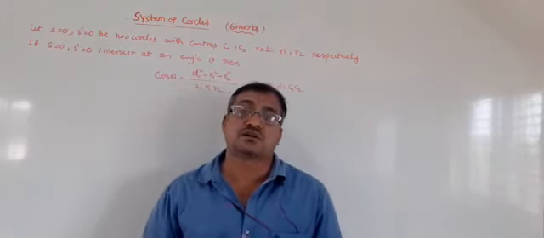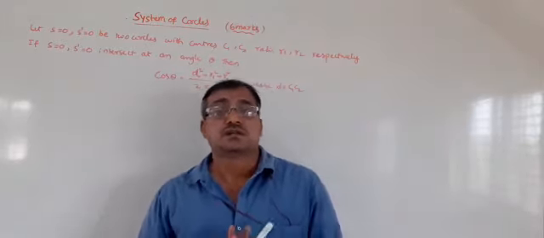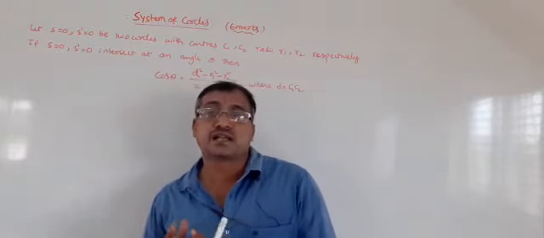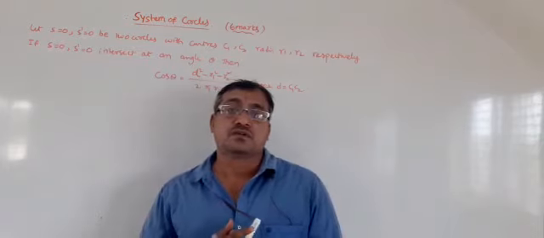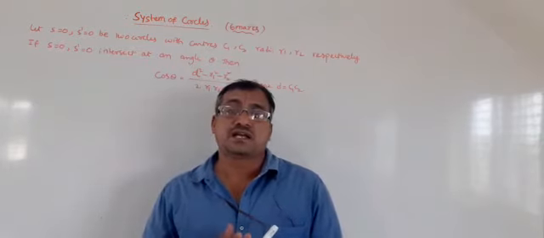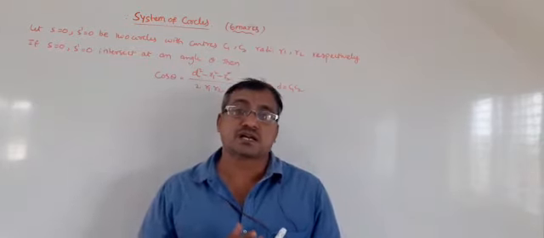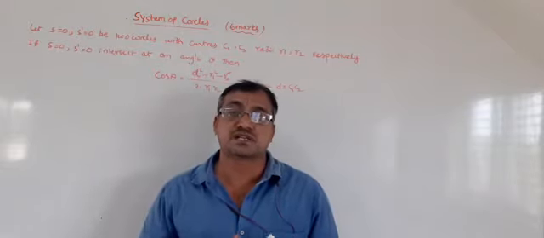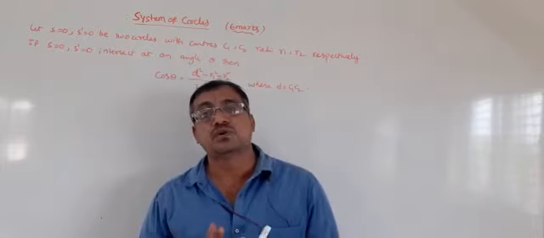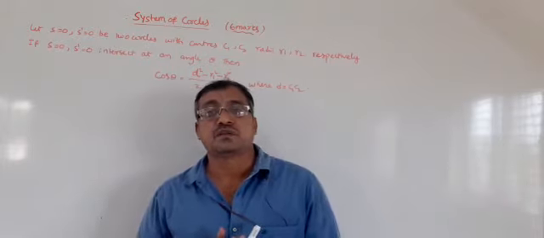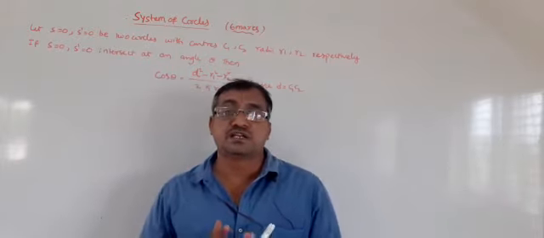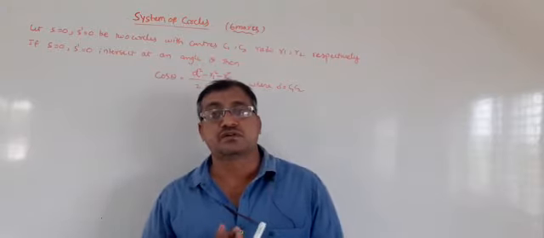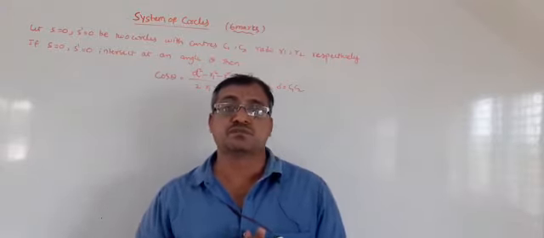radii r1, r2 respectively. Now suppose that these two circles are intersecting at an angle theta. To find that angle theta, we have a formula: cos theta = (d² - r1² - r2²) / 2r1r2, where d is the distance between the two centers, that is C1C2. Now we are going to prove this theorem.